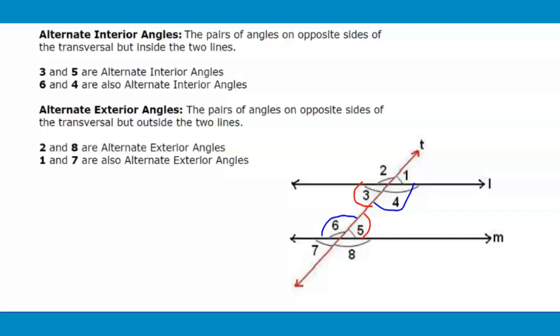Alternate exterior angles. So let's look here in green. Let's look at angle 2 and angle 8. Alternate meaning opposite sides of the transversal. Exterior meaning outside of the parallel lines. These are congruent as well. They are congruent to each other. So angle 2 and angle 8 are the same. Angle 1 and angle 7 here would also be congruent to each other. They are alternate exterior angles.